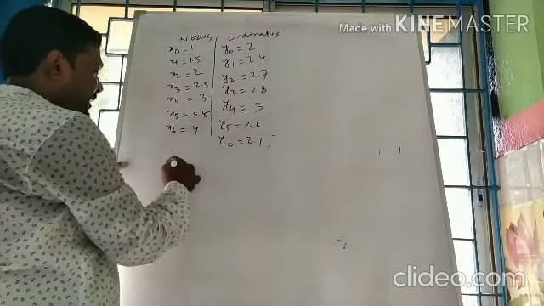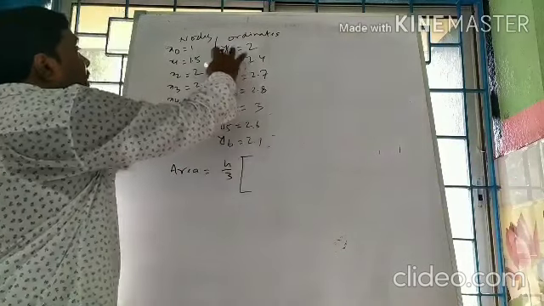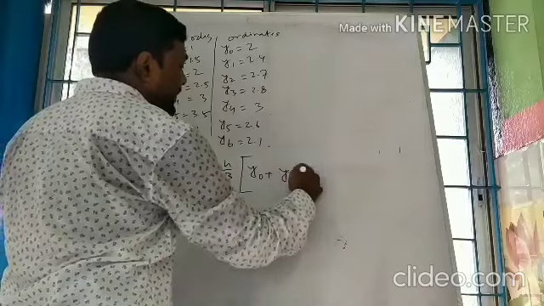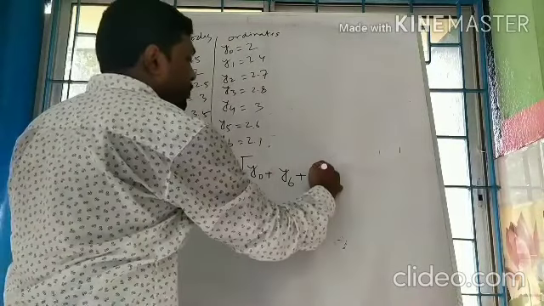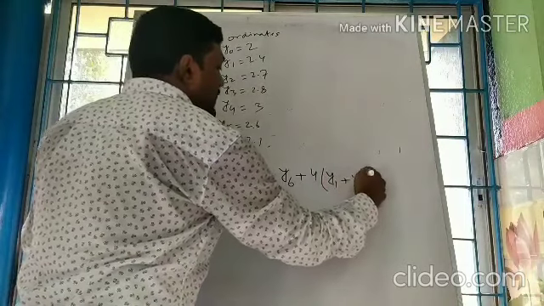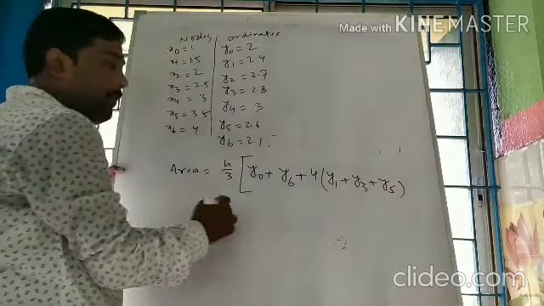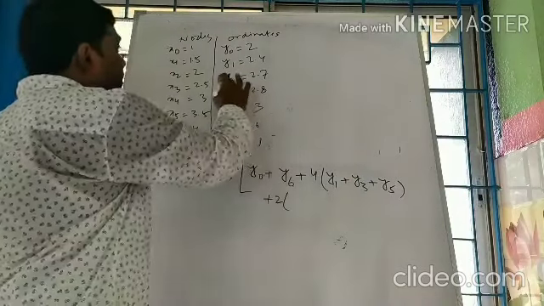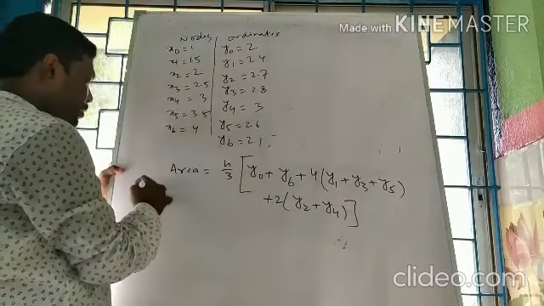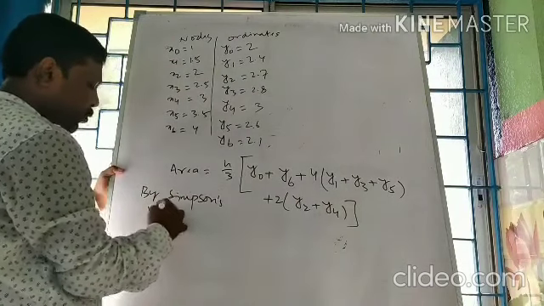So the area equals h by 3 times [the first ordinate y0 plus the last ordinate y6, plus 4 into the odd ordinates y1 plus y3 plus y5, plus 2 into the even ordinates y2 plus y4]. This is by Simpson's one-third rule.